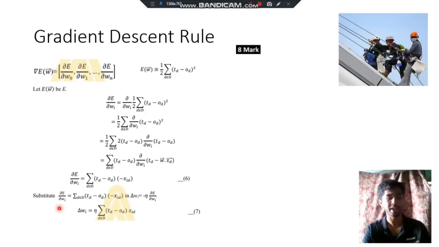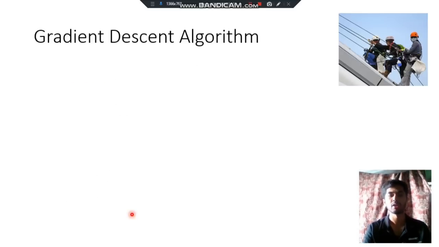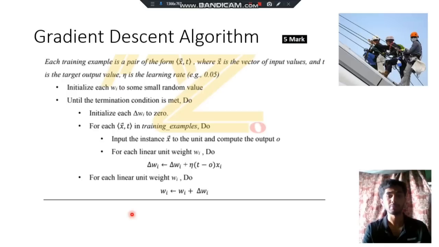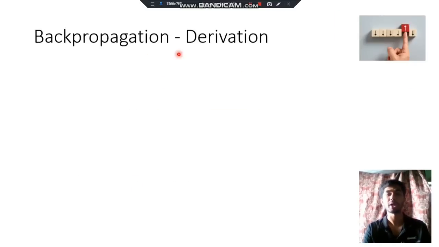This whole thing you substitute back in this formula, and you get the wi formula, which is delta wi is equal to n into the summation of (td minus od) xid. Done. Moving on to the gradient descent algorithm, here just one thing to keep in mind: update the weights. Set the weights to 0, update the weights, again do the same thing. That's all. Moving on to the backpropagation derivation.